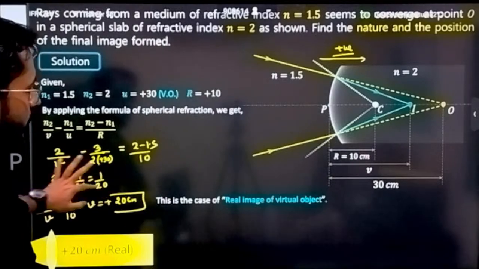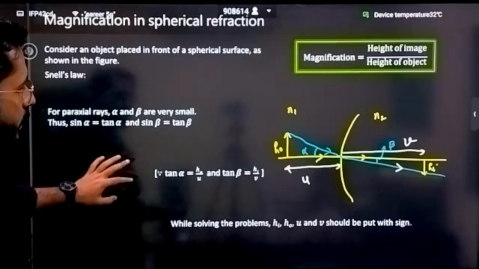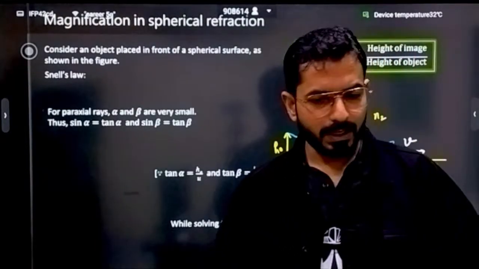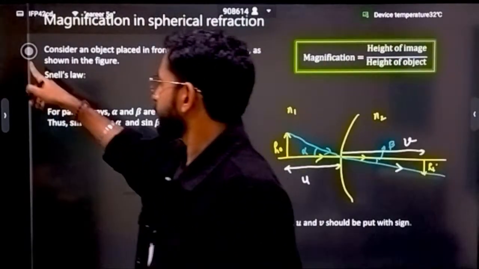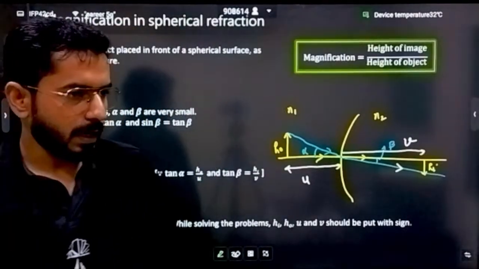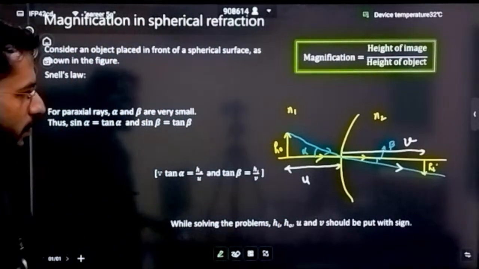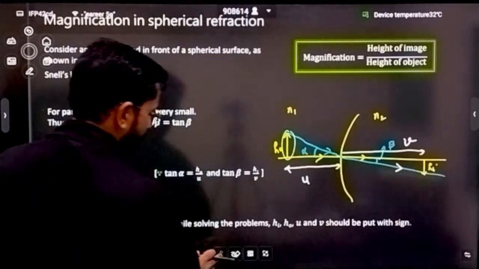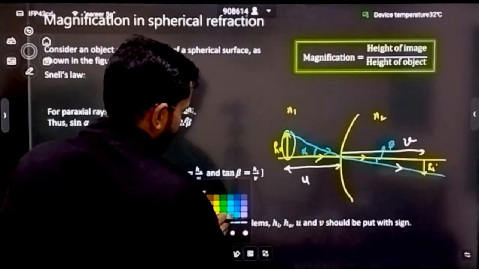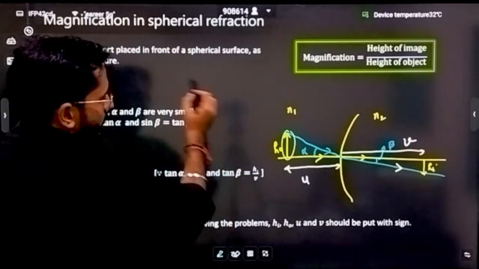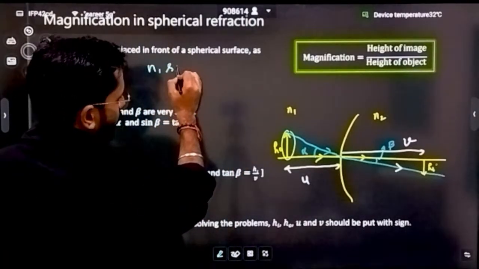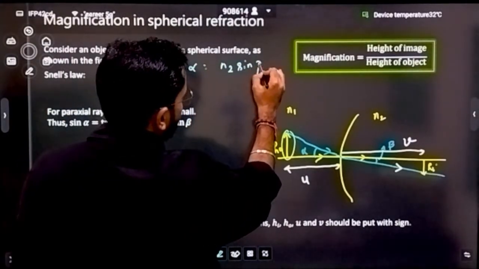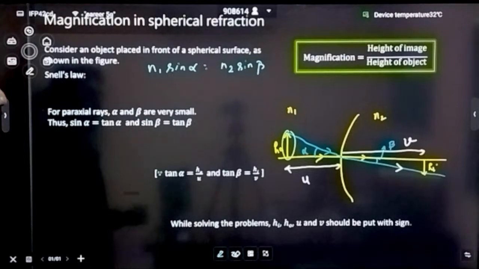Right. Let's move further. Two questions we have seen for the better application. Now here, what will be the formula of magnification in a spherical surface? Let's understand. So on the surface, apply Snell's law. This is a spherical surface. Here the height of the object is given, here some image is forming, distances are also mentioned. So write Snell's law. How can you write it? N1 sine of alpha is equals to N2 sine of beta.